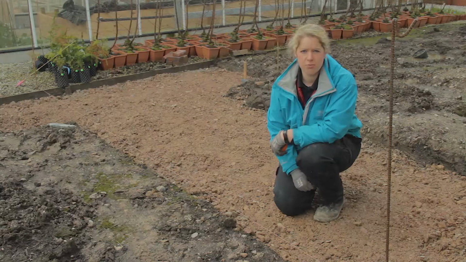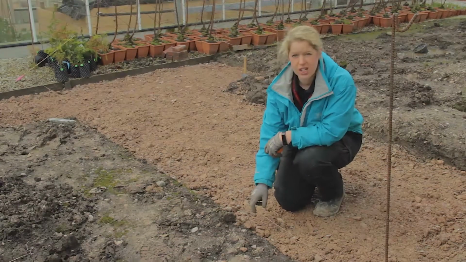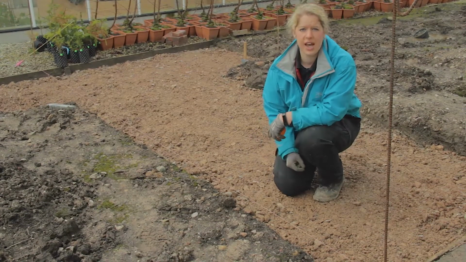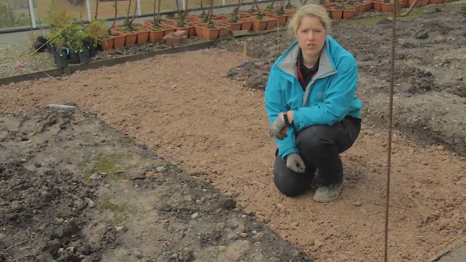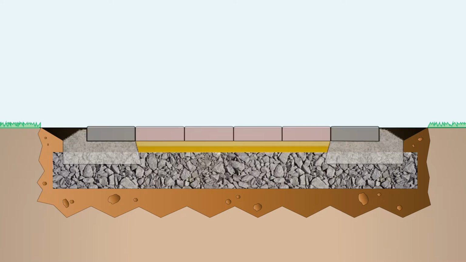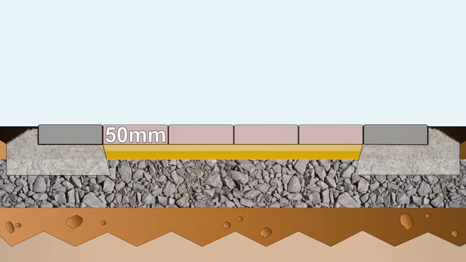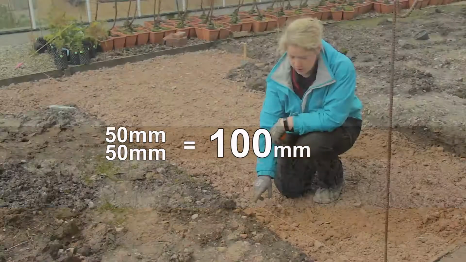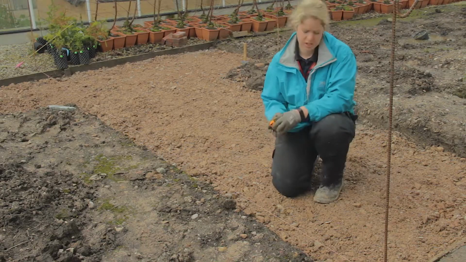When installing the sub-base we need to put in a string line that we can measure down from. The string line here is indicating where the top of the block is eventually going to run. We need to know the thickness of the materials that we're using. For this job in particular, we've got a 50 mm thick block and we're going to be using 50 mm of sand, so that means I need 100 mm between the string line and the sub-base.